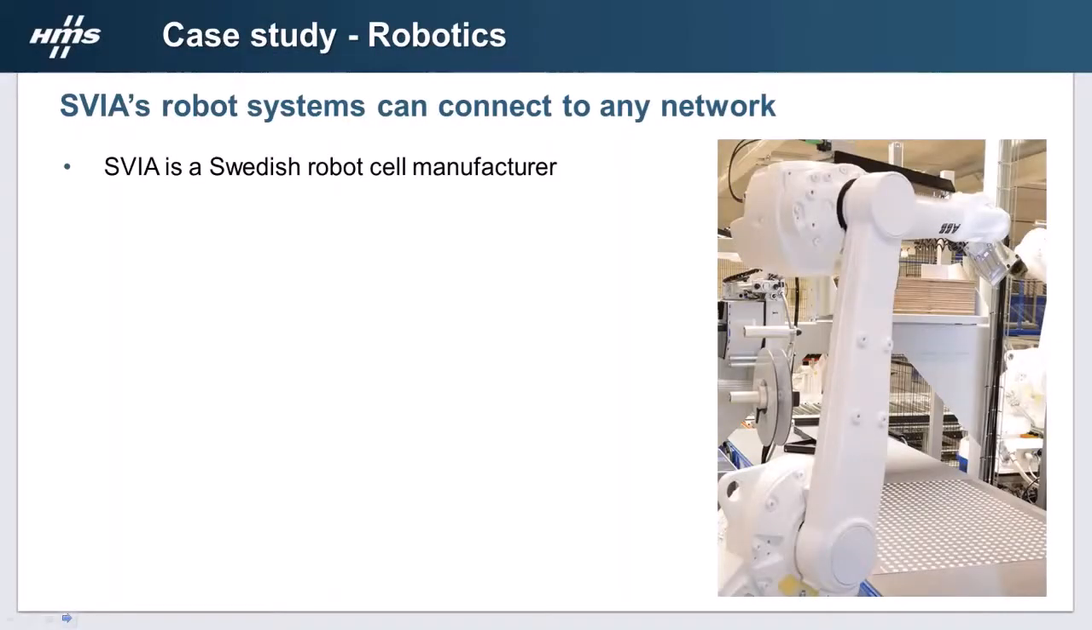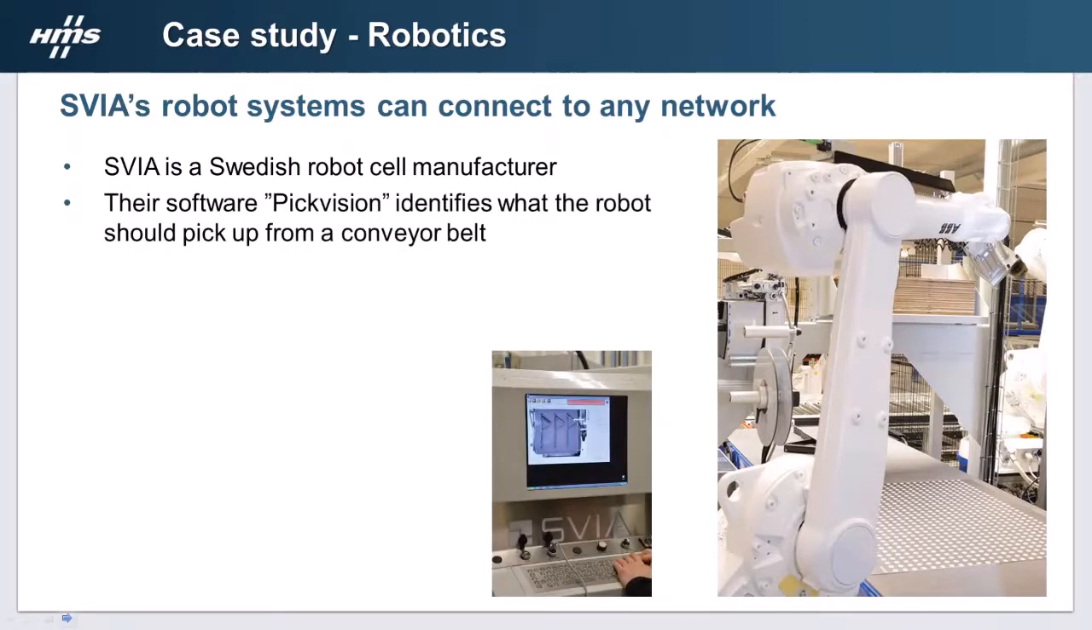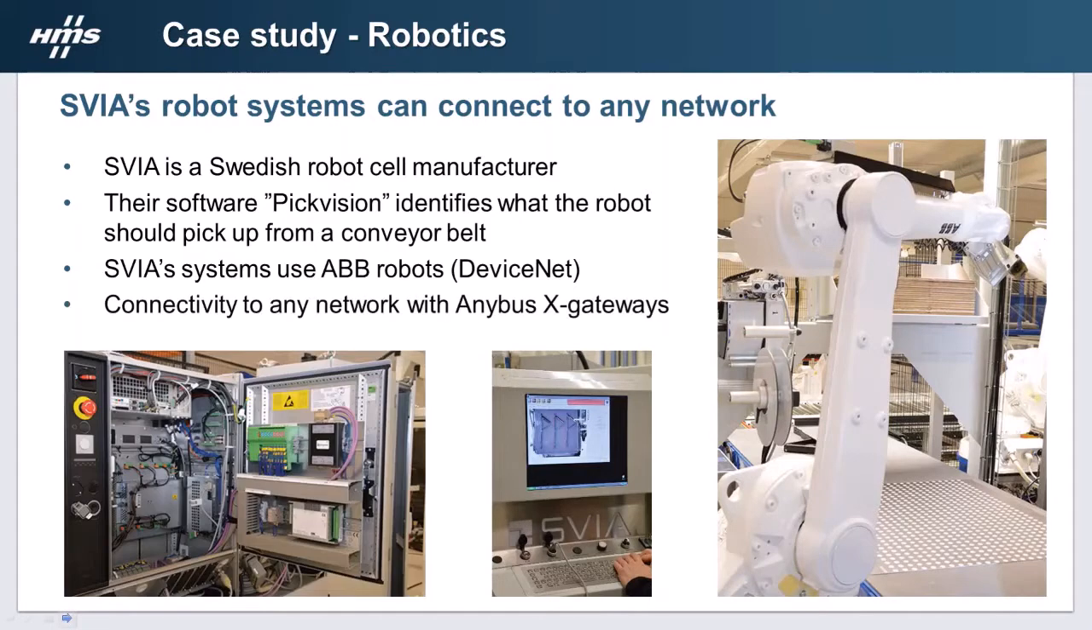So let's have a look at some case studies. So in this case, we've got SVIA. They're a Swedish robot cell manufacturer. As it says, their software pick vision identifies what the robot should pick up from a conveyor belt. Now they use ABB robots, which are supporting DeviceNet, but of course they can't specify to end users what they're going to use. So in this case, they use the X-gateway to provide any network the customer wants.